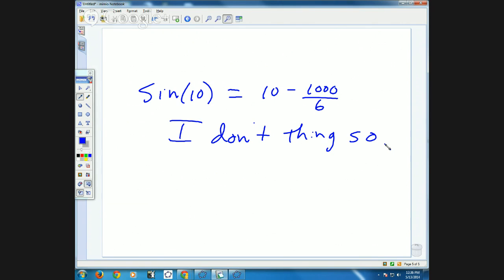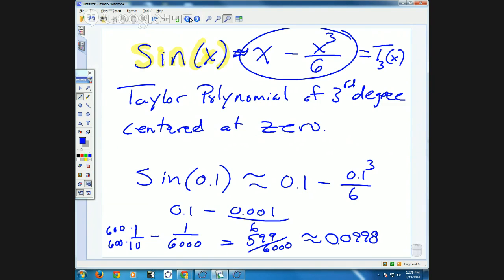Why did I bother plugging in 0.1? What if I didn't have a calculator with the sine button? How does the calculator figure out what the sine of 0.1 is? How does it do it? So what we have back here is that for some values of x, x minus x cubed over 6 gives us a pretty darn good approximation of the sine of x.